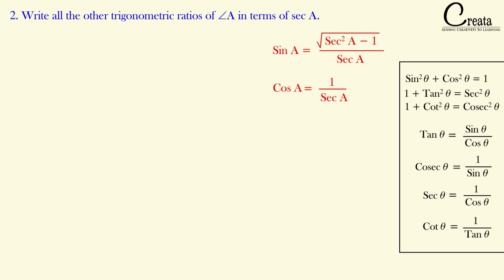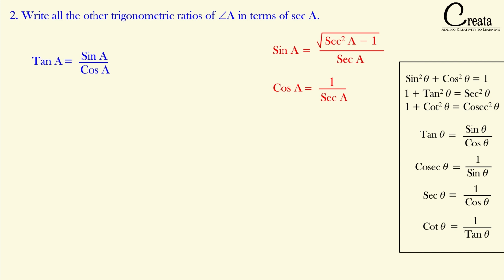Now we can easily find all the other trigonometric ratios. The same principle we have used in remembering the trigonometric ratio table, the same principle we will use. You can take it as a revision. Let's find the value of tan. Tan is sine upon cos, so tan A is equal to sine A upon cos A.